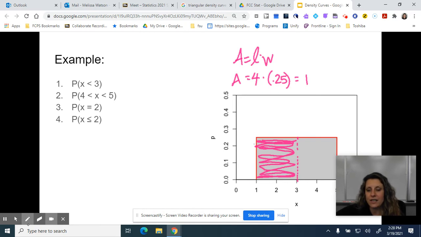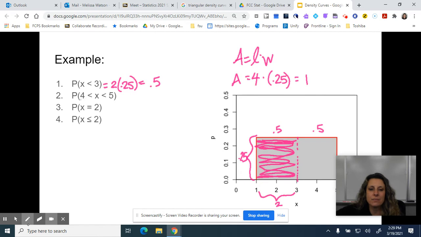So if I look, I need to find the area of this smaller rectangle. I'm going to multiply the length, which is 2 units, by the width, which is again 0.25 units. So if I multiply 2 times 0.25, that's going to give me the probability, which corresponds to the area of this region. So 0.5, which makes sense because 3 is exactly in the middle. So that means 50% on the left, 50% on the right.